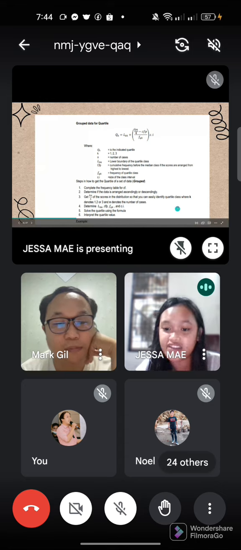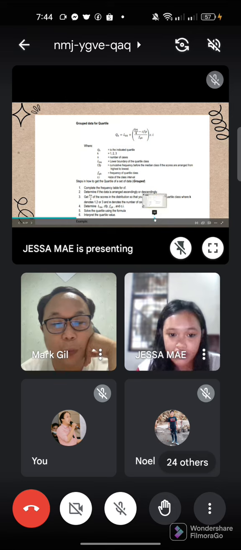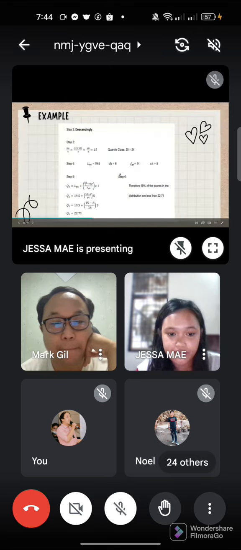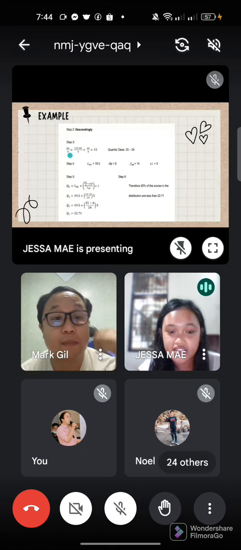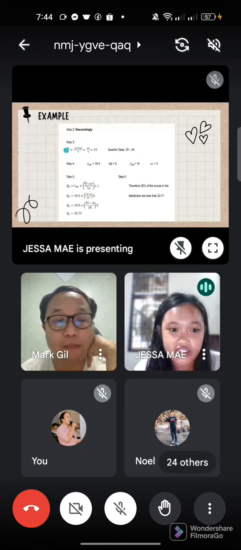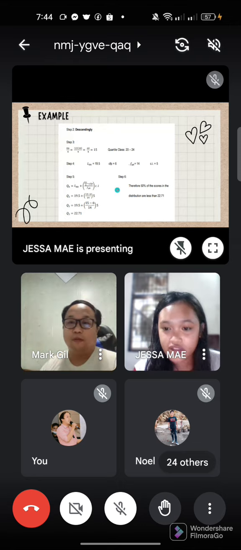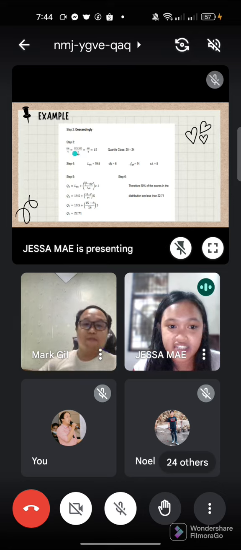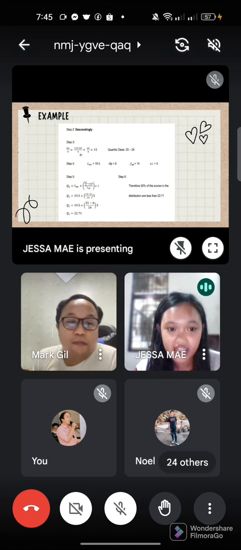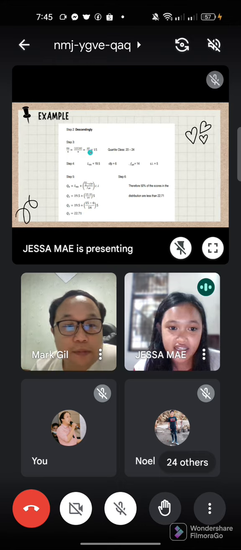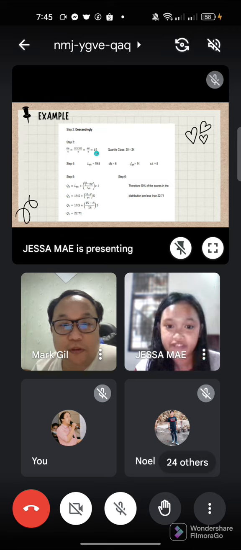Step 3 is get the KN over 4 of the scores in the distribution so that you can easily identify the quartile class, where K denotes 1 to 3 and N denotes the number of cases. So for step 3, we get the KN. What is KN? This is quartile 2, and the total number of population, the frequency, is equal to 30. Then we divide it by 4, which is the quartile. So the answer is 60 over 4. 60 divided by 4 equals 15.